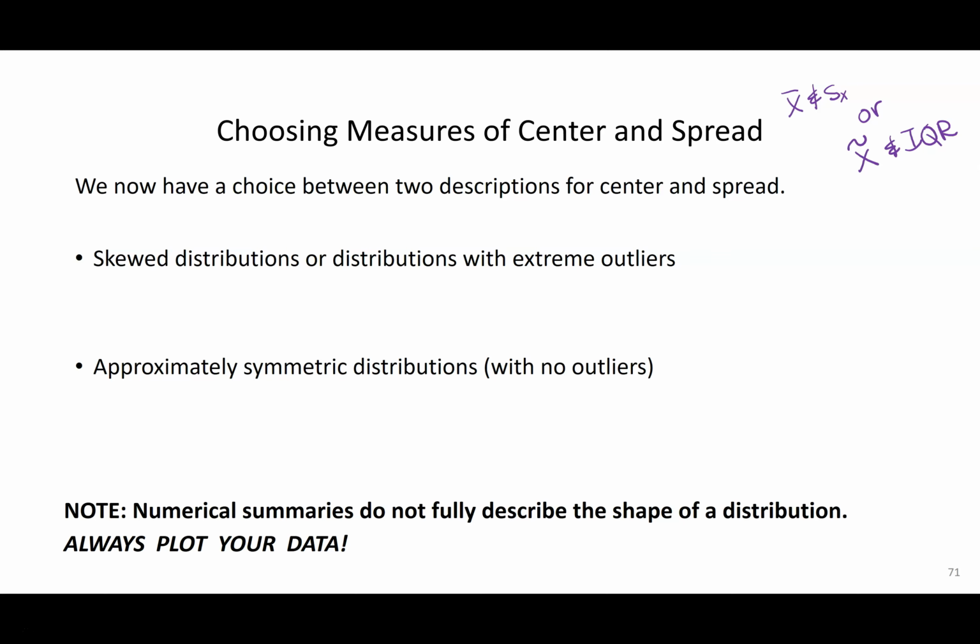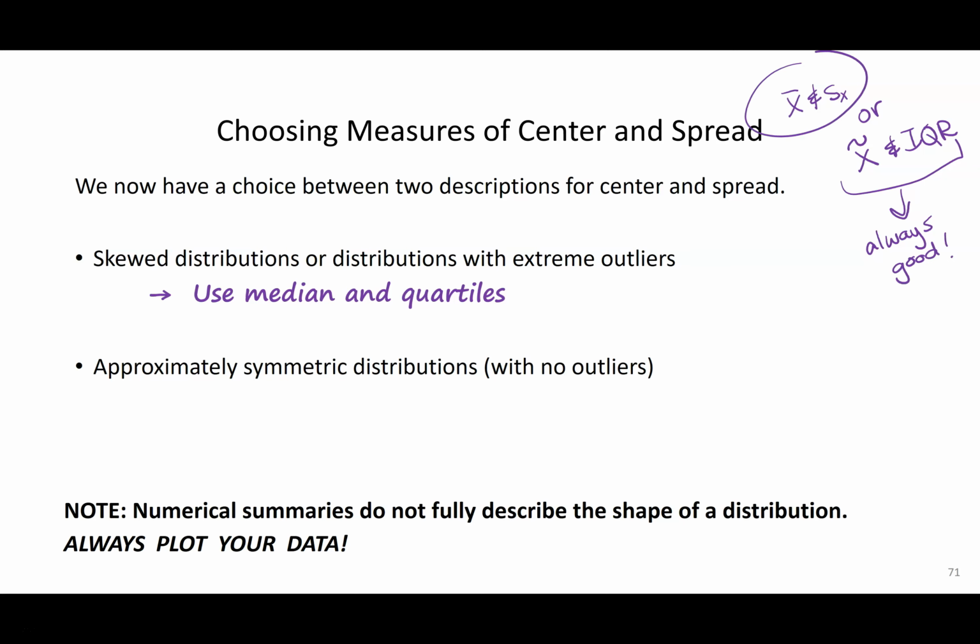So if we have a skewed distribution or distributions that have extreme outliers, we don't want to use the mean, so we also don't want to use the standard deviation. You're going to use the median and the quartiles. Know that the median and the quartiles are always good. But the sample mean and sample standard deviation are our favorite when it's appropriate to use them.